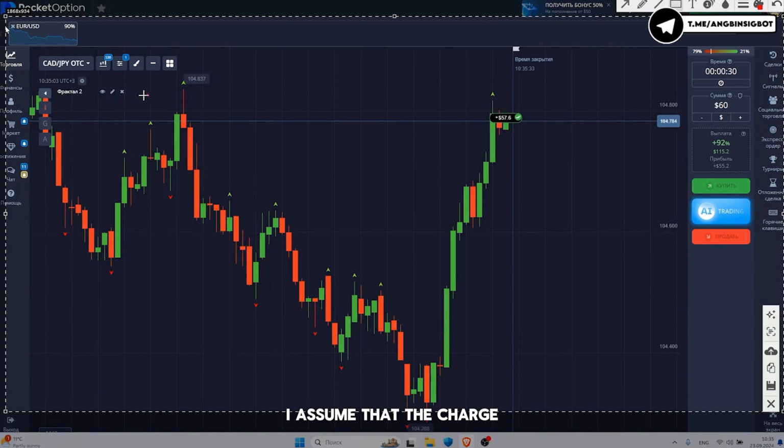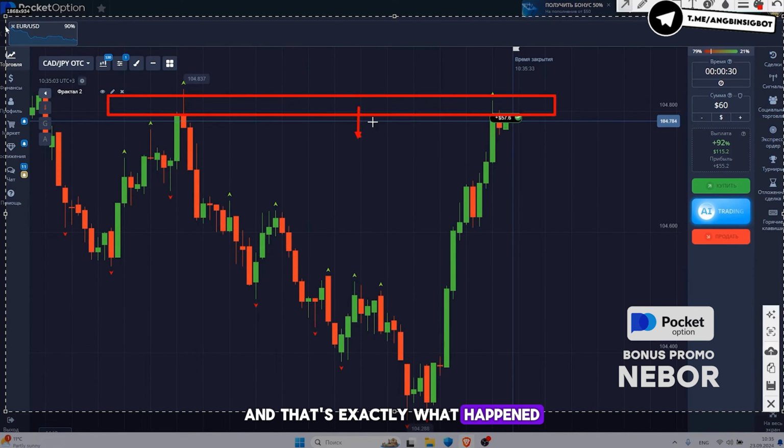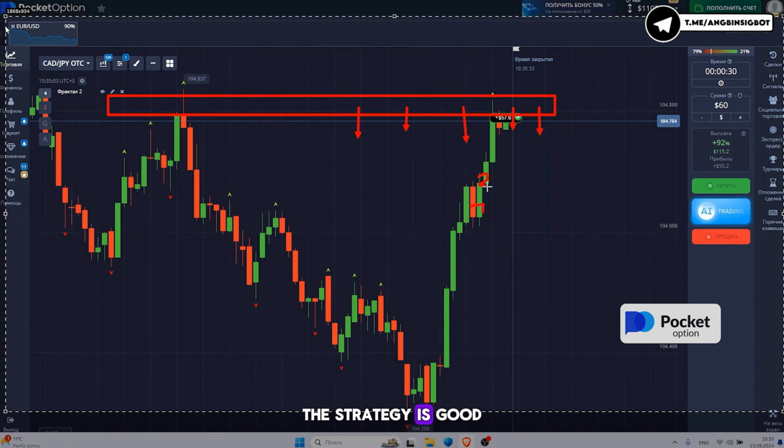Great. I assumed that the chart should bounce down from this resistance zone, and that's exactly what happened. 3 candles went up. On the new 4th candle, a trade was opened for a decline and a profit was made. The strategy is good. Let's move on.